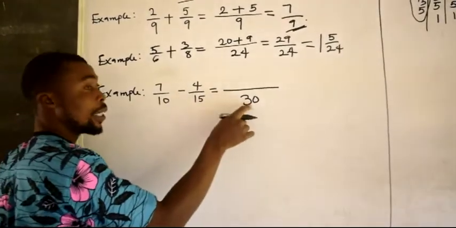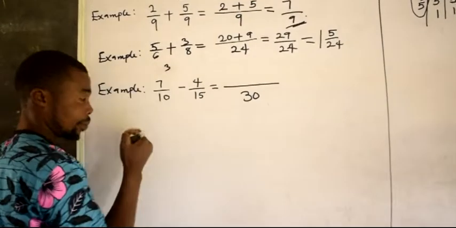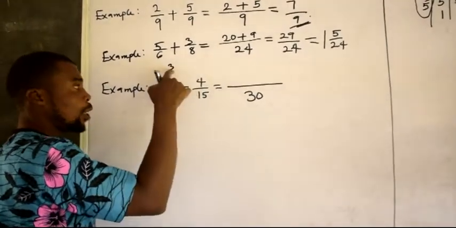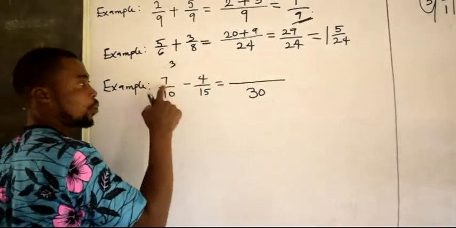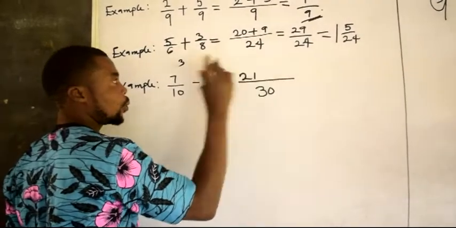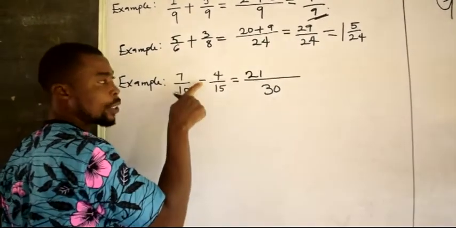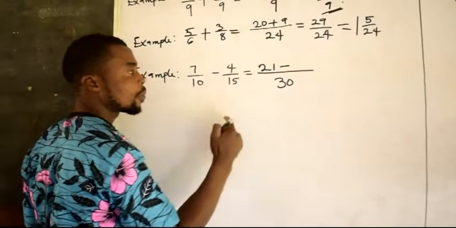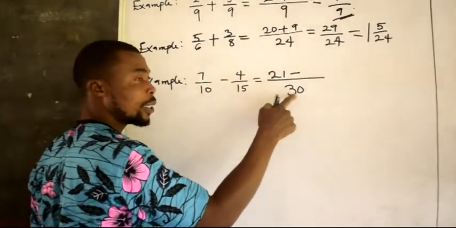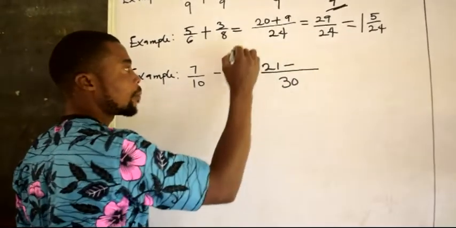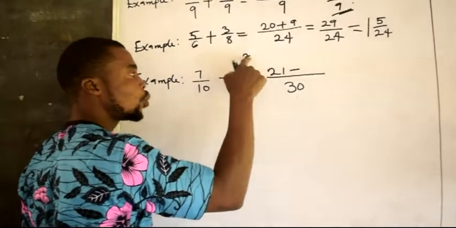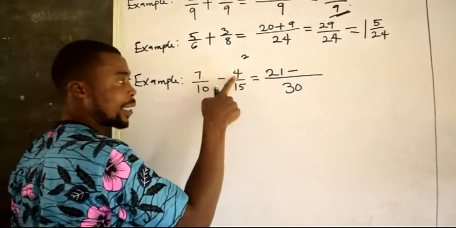10 will go in 30, it will go 3 times. You now use the 3 to multiply 7, that is 21. You write 21. Minus is here, you put your minus. 15 will go in 30, that is 2 times. You now use the 2 to multiply 4, that is 8.